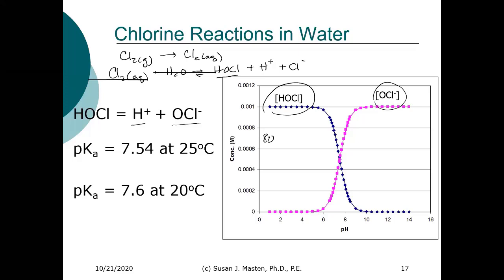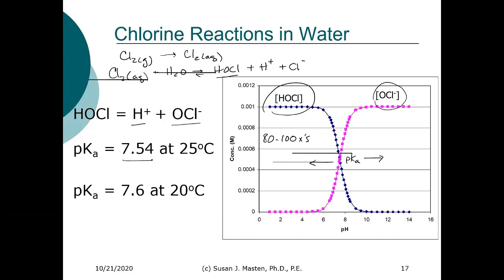And we said that hypochlorous acid is about 80 to 100 times more effective than hypochlorite. So you can see at pH values less than the pKa for this dissociation reaction, hypochlorous acid predominates. At pHs above the pKa, so here's the pKa, hypochlorite predominates.